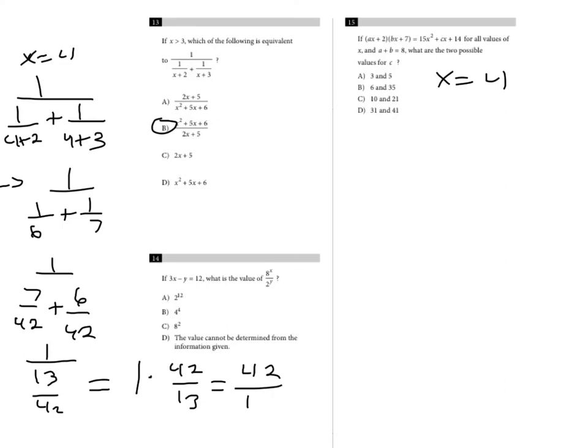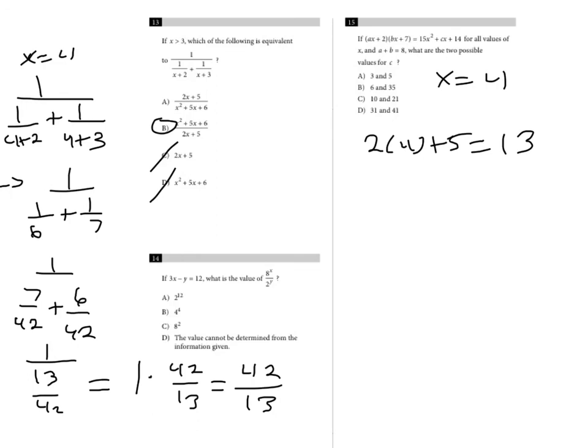So what does that mean for us now? If I plug 4 into any one of my four answer choices and I also get an answer of 42 over 13, then those two must be equivalent. So how does that help us? Well, we know it can't be C or D, and we can also just plug in here. If I plug x equals 4 into answer choice A, we'll see that the top is going to be 13, so that can't be it, and the bottom would be 42.